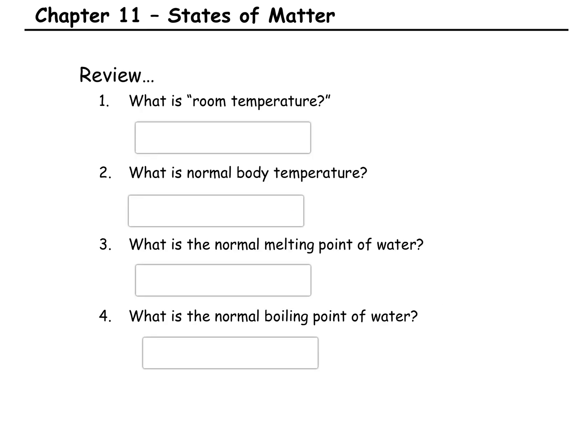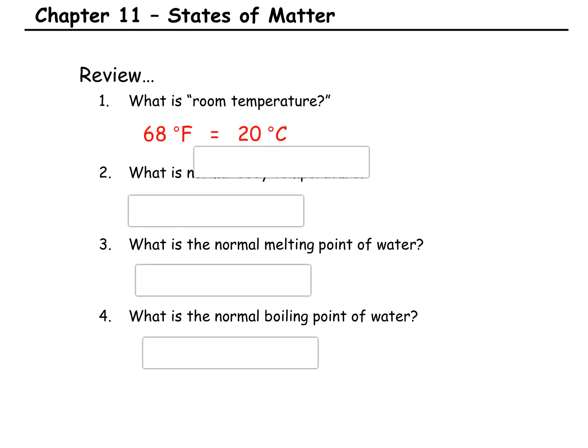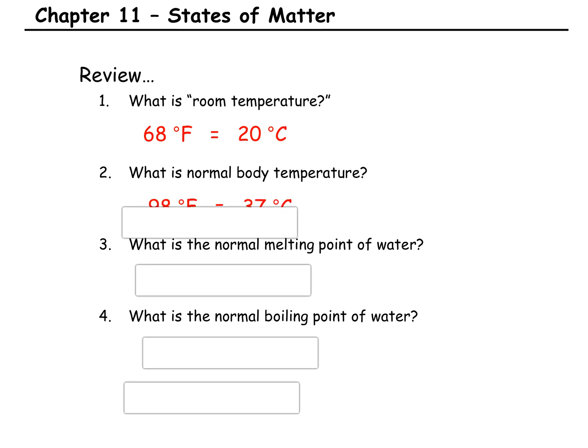All right, let's review a little bit. If I say room temperature, what temperature am I talking about? That would be 68 degrees Fahrenheit or 20 degrees Celsius. Now that depends on how much you want your thermostat at, but when we say that, that's typically what we mean. What would be your normal body temperature? In Fahrenheit, 98. In Celsius, 37.